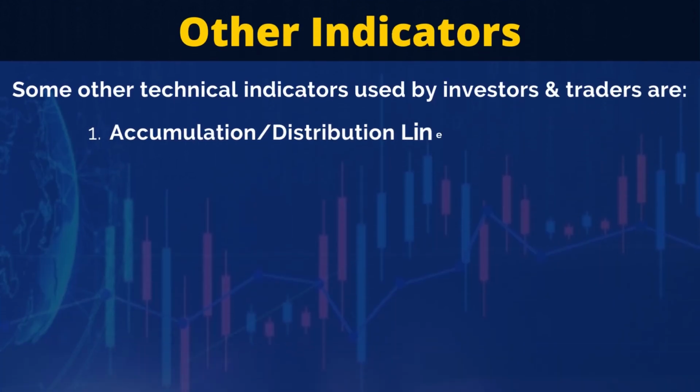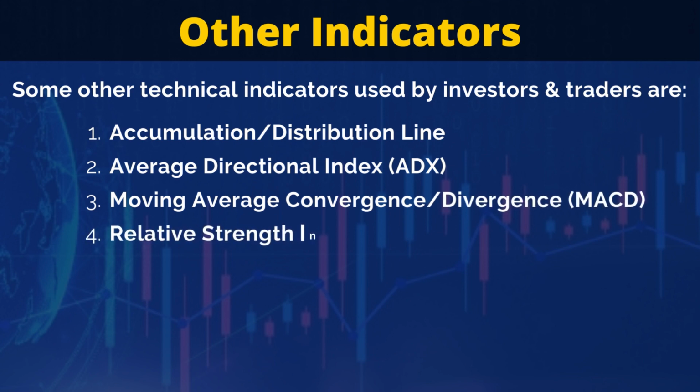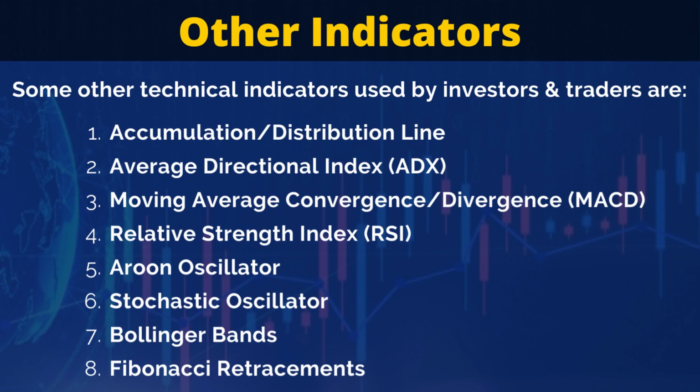Other technical indicators used by investors are accumulation/distribution line, average directional index, moving average convergence/divergence, relative strength index, Aroon oscillator, stochastic oscillator, Bollinger Bands, and Fibonacci retracements.